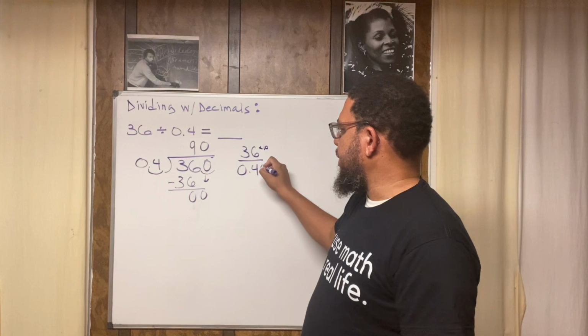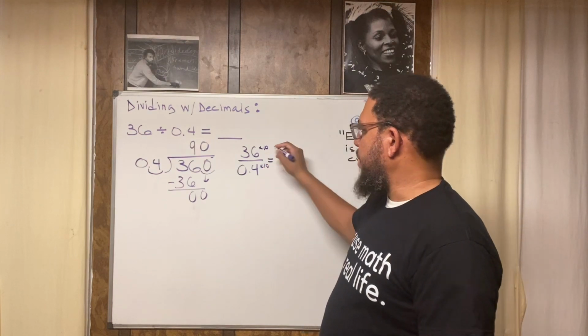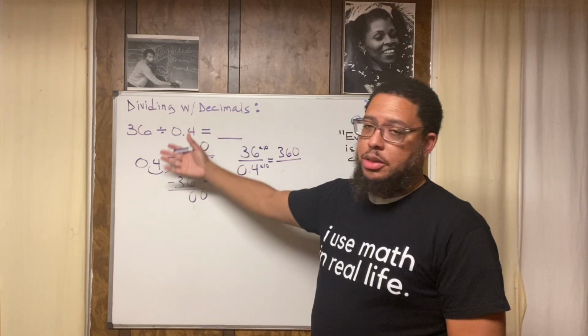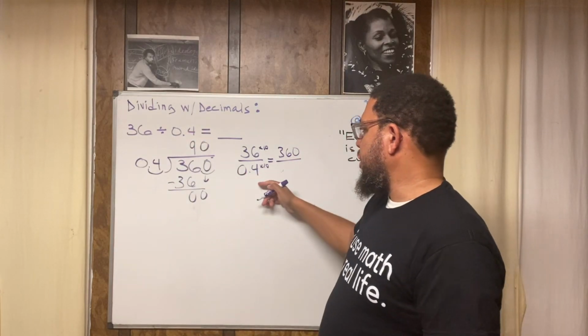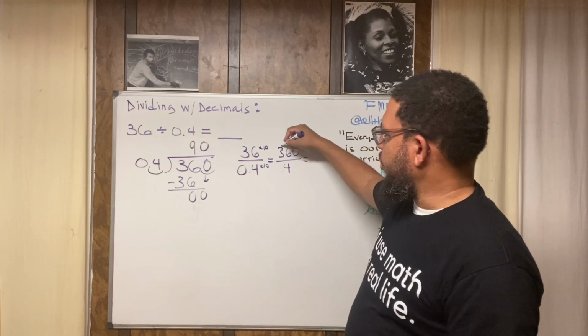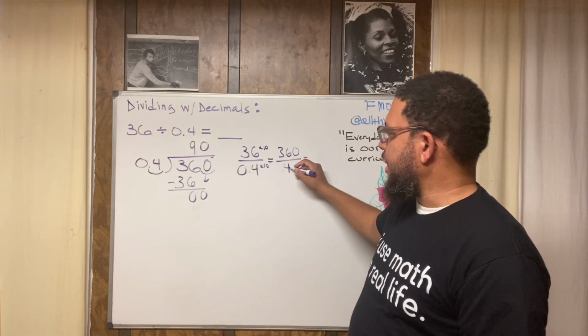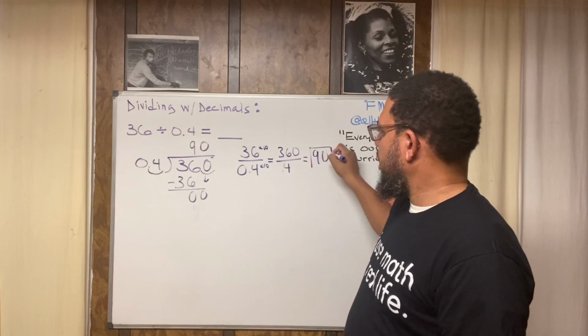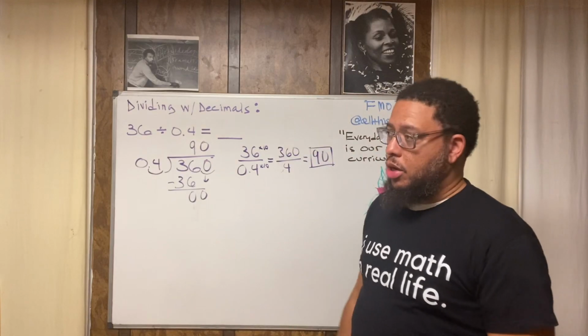Now what I could do is, because this is a decimal, I could just multiply the top and the bottom by 10 and just see what happens. 36 times 10 is 360, and we basically end up doing the same thing we did with the long division. 0.4 times 10 is going to be 4. But then I can say, well, I know that 36 divided by 4 is 9. And then I just attach that 0 and I get 90. So we get a 90 regardless.